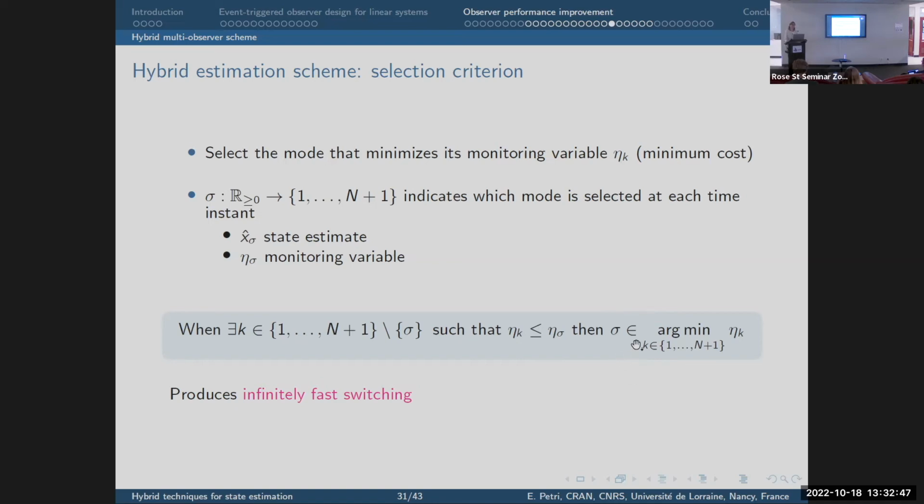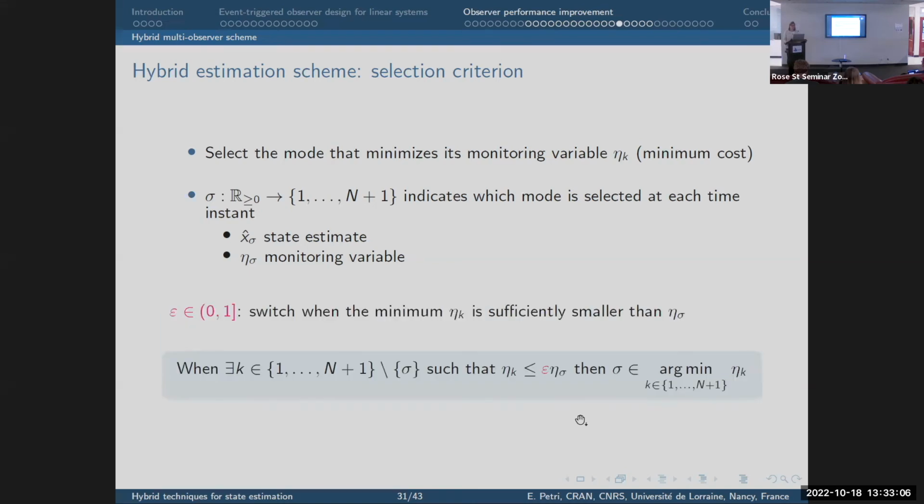And note that this is an inclusion. Indeed, it's possible that two modes of the multi-observer have the same value for the monitoring variable and are both the minimum. In this case, we just pick one of them. The problem of this rule is that it may produce infinitely fast switching. Therefore, we modify the rule in order to introduce this additional parameter epsilon, in order to switch only when the minimum eta_k is sufficiently smaller than eta_σ. And the rule is the same as before, we just add this epsilon.